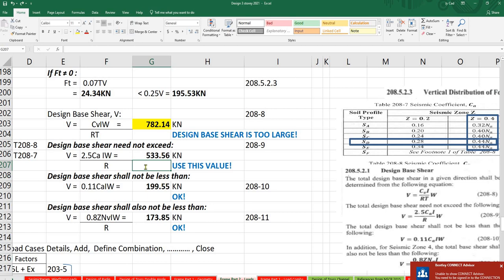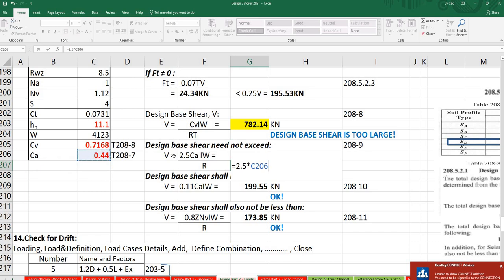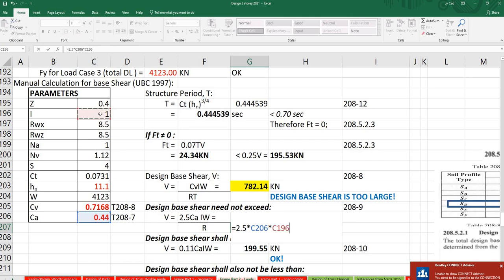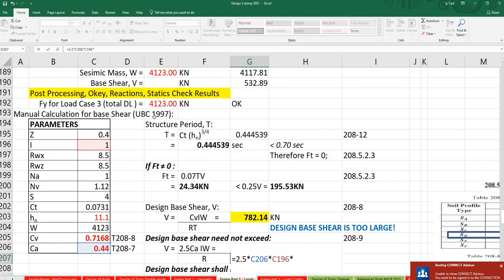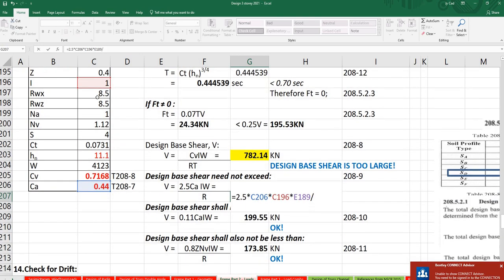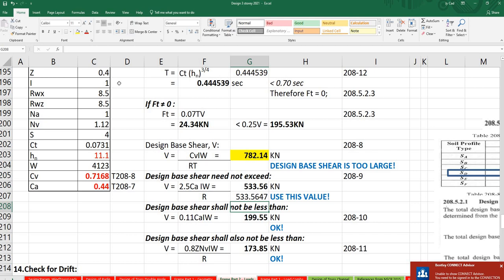So this is equal to 2.5 times Ca, Na 0.44, times Ia 1, times the weight, all over your R value. Okay, so 533.5647.